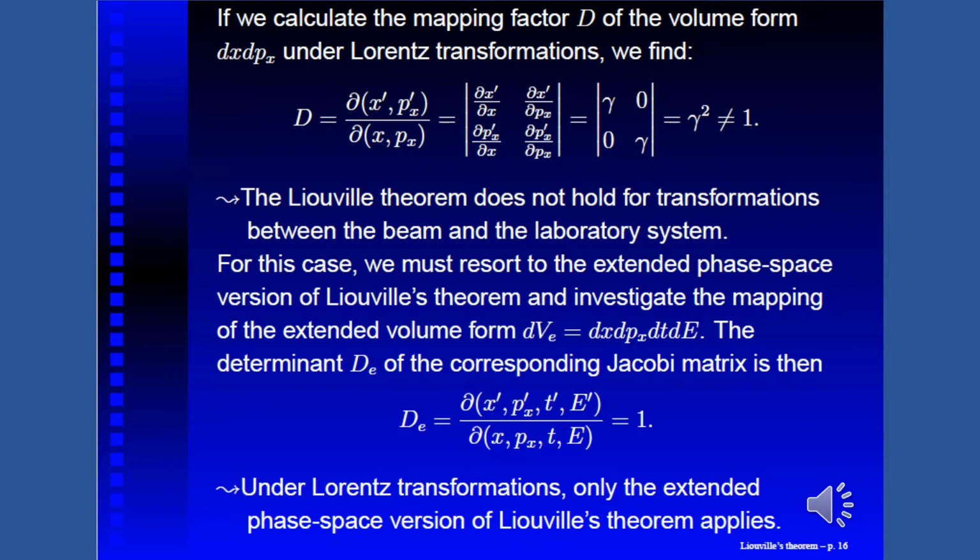For this case, we must resort to the extended phase space version of Liouville's theorem and investigate the mapping of the extended volume form dVe = dx dp dt dE. The determinant De of the corresponding Jacobi matrix is then D = partial(x', px', t', E')/partial(x, px, t, E), and that is equal to 1. Under the Lorentz transformation, only the extended phase space version of the Liouville theorem is applicable.